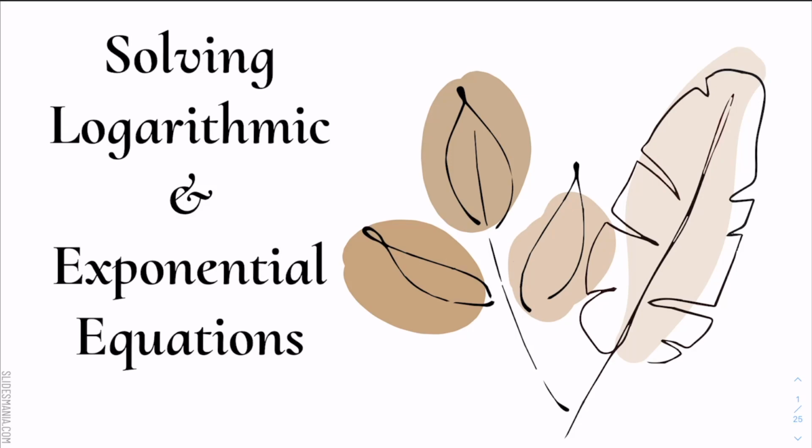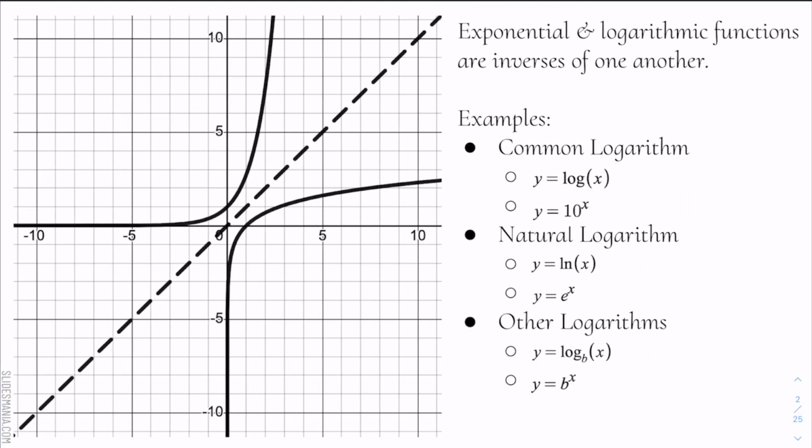Solving logarithmic and exponential equations. So we know exponential and logarithmic functions are inverses of one another because they reflect over our line of symmetry y equals x. And that goes for every exponential and logarithmic equation with the same base.